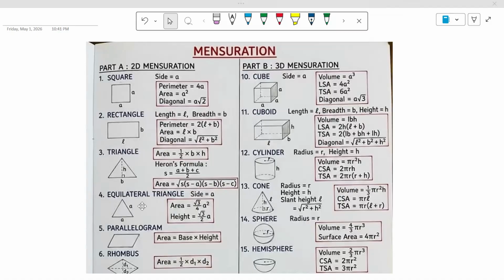Today on Math Sparks, let's discuss the mensuration formulas. Mensuration can be divided into two parts. One is the 2D mensuration and the other is the 3D mensuration. Here we are going to cover nearly both of them.